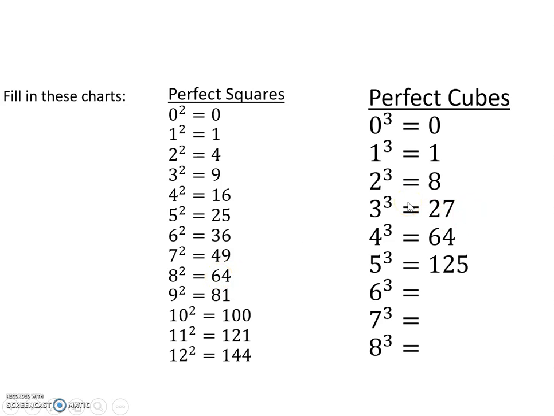5 cubed is 125. 5 times 5 times 5. 6 cubed is 216. 7 cubed, 343. And 8 cubed, 512. You should probably get used to those as well. Okay, so perfect squares and perfect cubes.